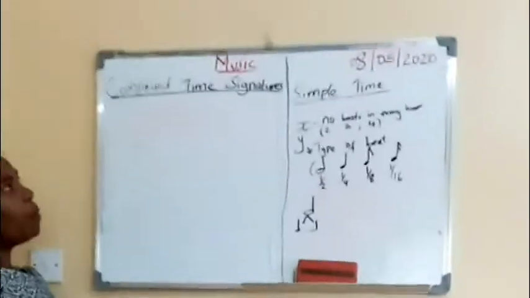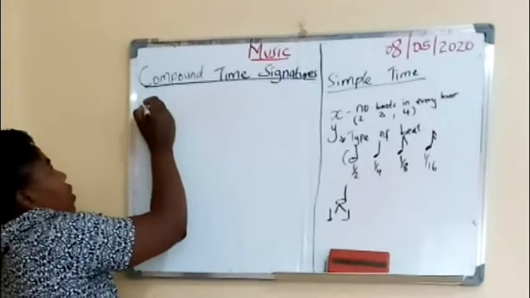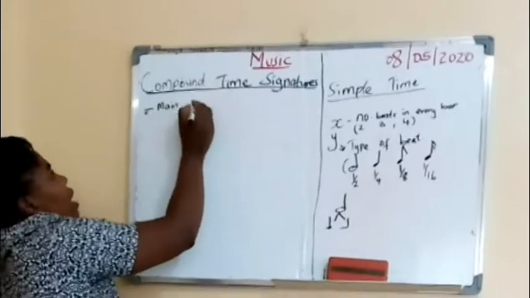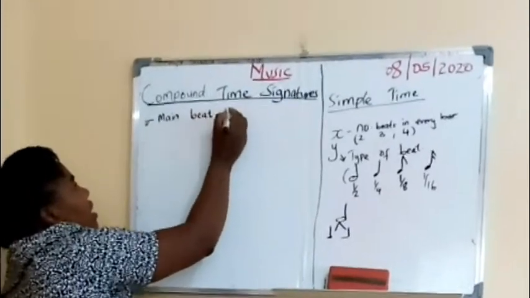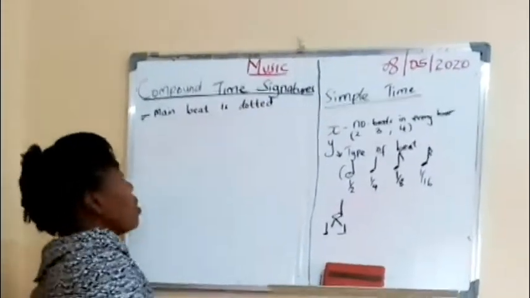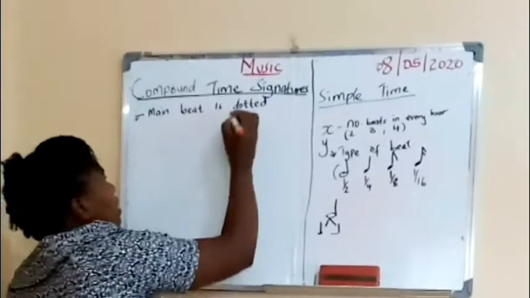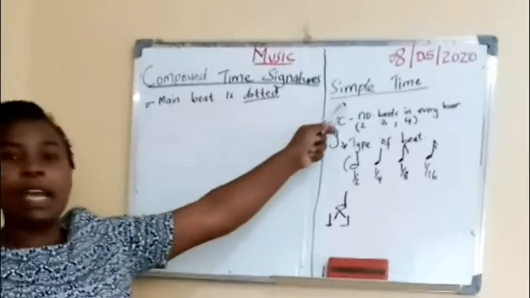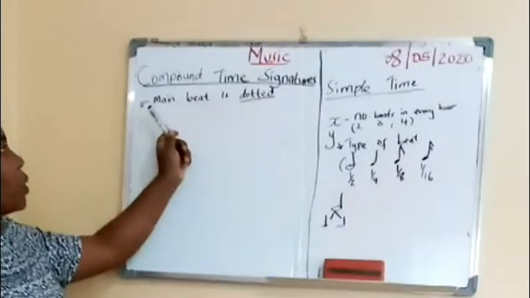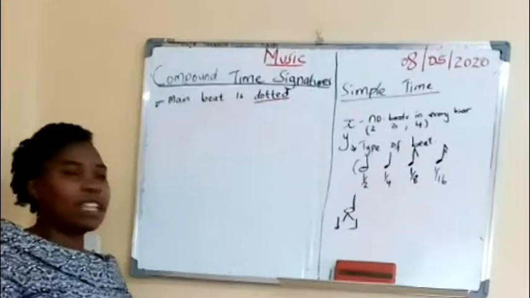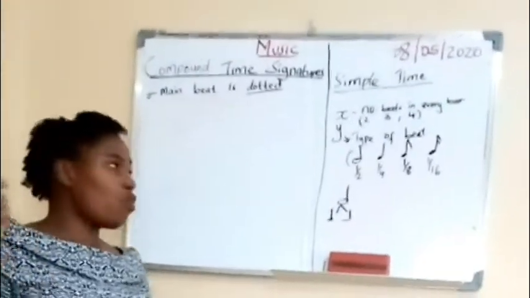Now I want us to come to compound time. Now in compound time, one thing to note is that the main beat is dotted. So we should underline this word here, dotted. Whereas in simple time, the main beat is just plain. In compound time, the main beat is dotted. And this dotted note divides itself into 3s.